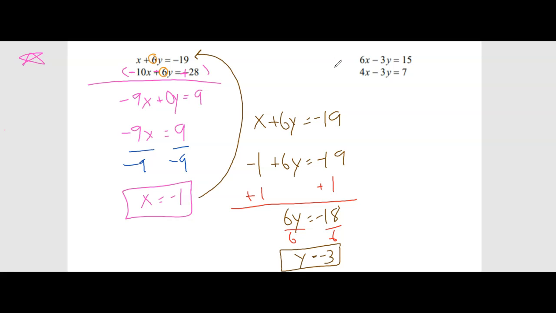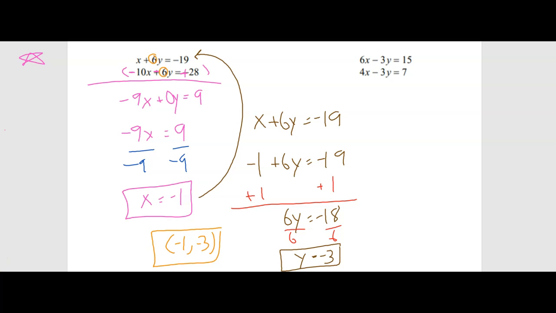So x is equal to negative 1, y is equal to negative 3. Remember that you can write that as an ordered pair if you'd like. Negative 1 comma negative 3. That's another way of showing what your answer is. Okay, so we've now covered examples where you can add or subtract to eliminate one of the variables.